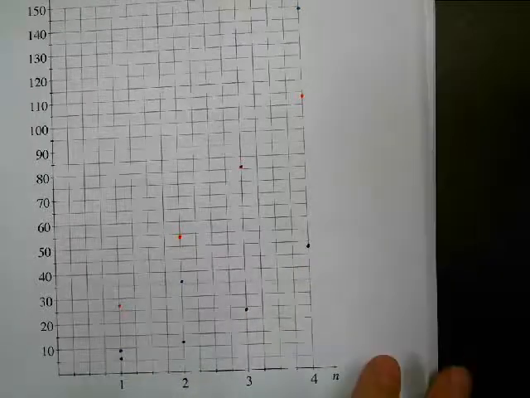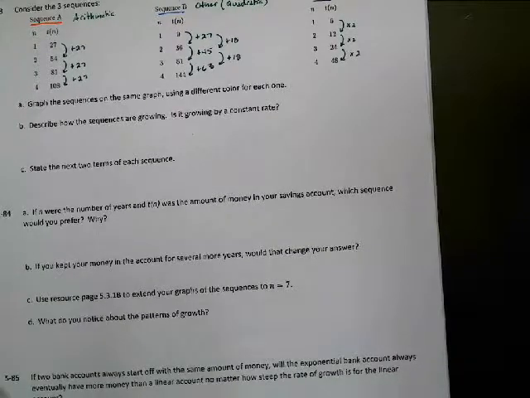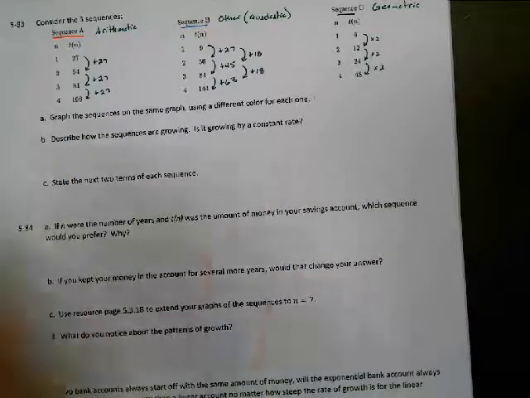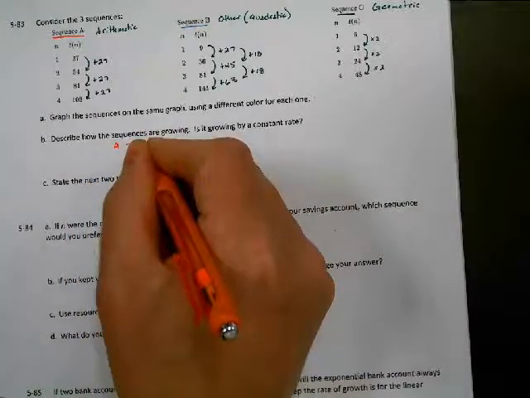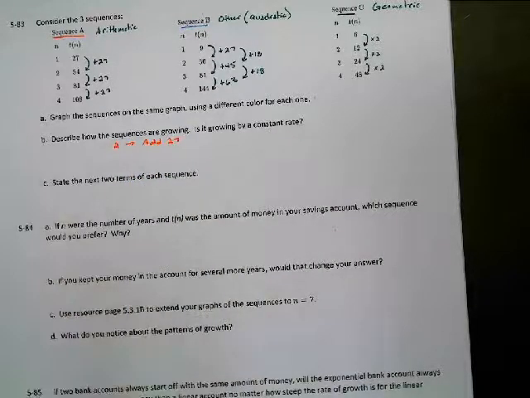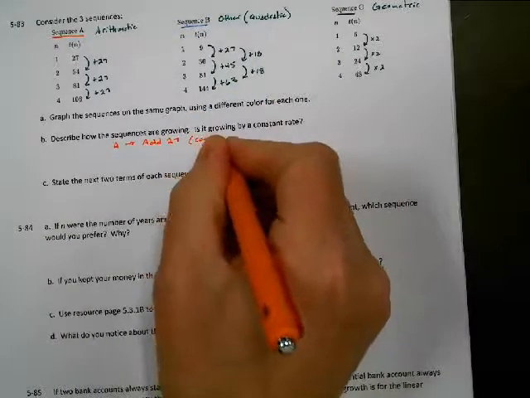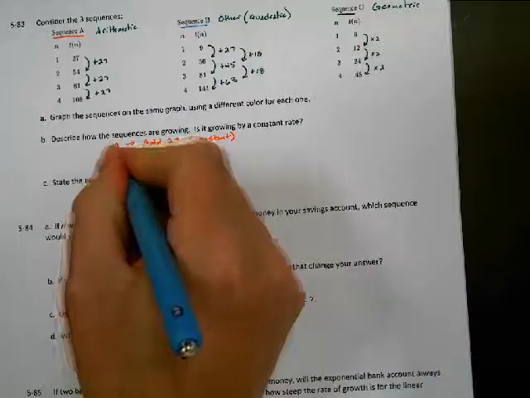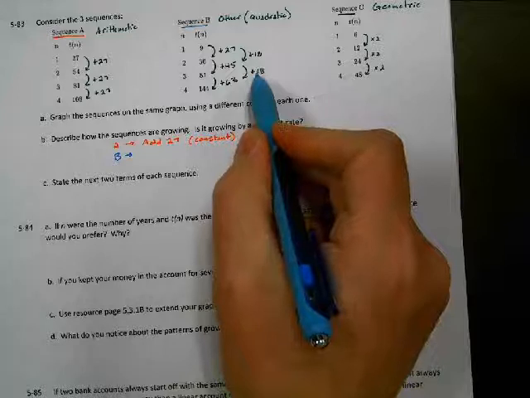All right, so we've graphed them. Describe how the sequences are growing. So sequence A is growing by adding. A, it's adding 27 each time. And this is constant. Sequence B, it's adding 18 more each time.